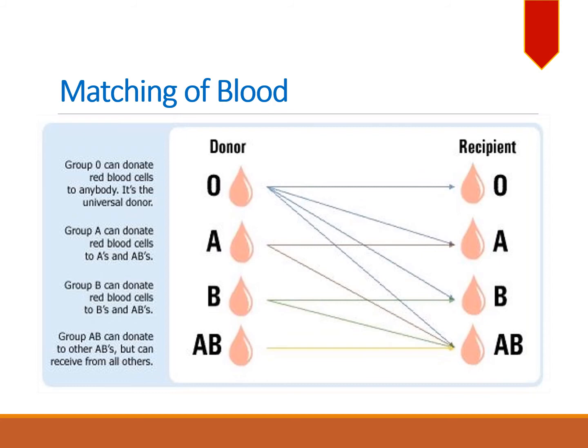Blood group O can donate RBC to anybody. It's the universal donor. It can donate blood to people having blood group O, A, B, and AB. Group A can donate RBC to A or AB. Group B can donate RBC to B and AB, whereas Group AB can donate to other AB only, but it can receive from all blood groups. Hence, it is called the universal acceptor.